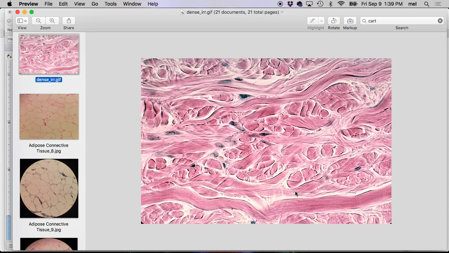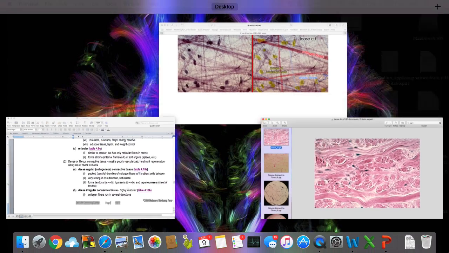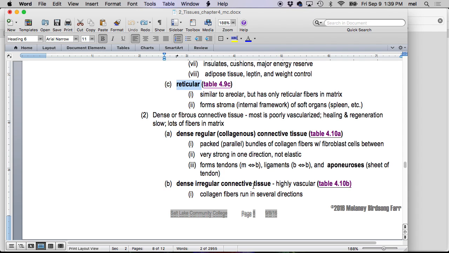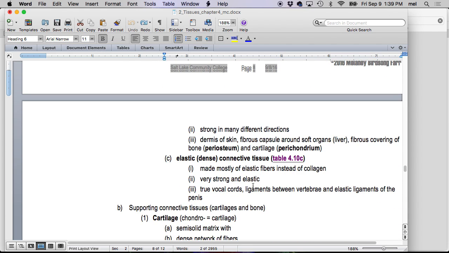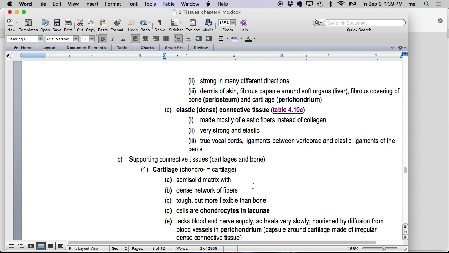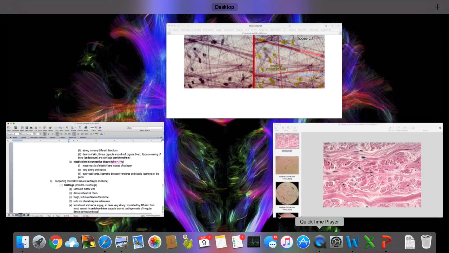In connective tissue, you're going to have to know what the cells are called in each of the tissues. Most of the time, it's relatively obvious. Sometimes you have to actually look it up. Okay, so that's dense irregular. And then last but not least is elastic dense. And the elastic dense connective tissue is going to start right here. Okay, elastic dense connective tissue is made mostly of elastic fibers.